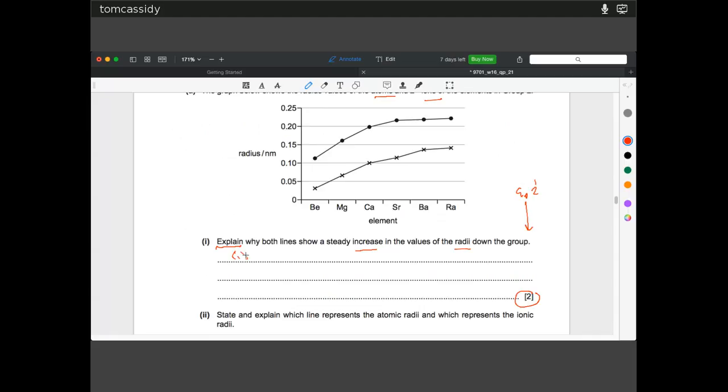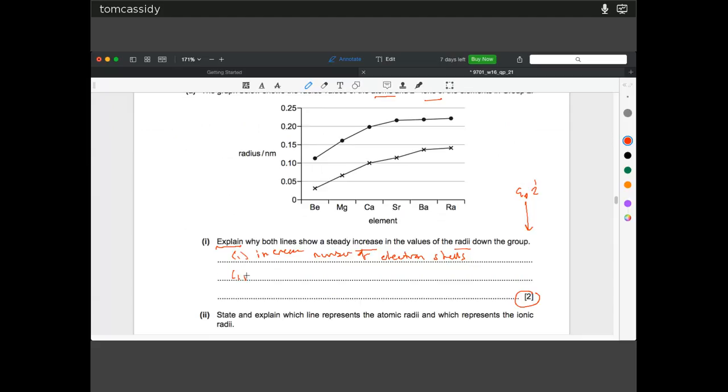First point, as you go down the group, for each step down the group, you're going to a new period. And so you've got an increase in the number of electron shells as you go down, step down through each member of the group.